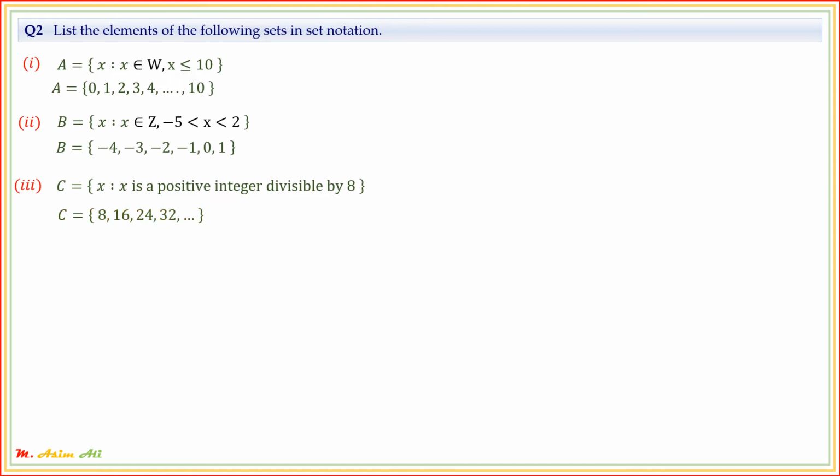So set C is equal to 8, 16, 24, 32. These are all the multiples of 8 and they continue like that. This is an infinite set.